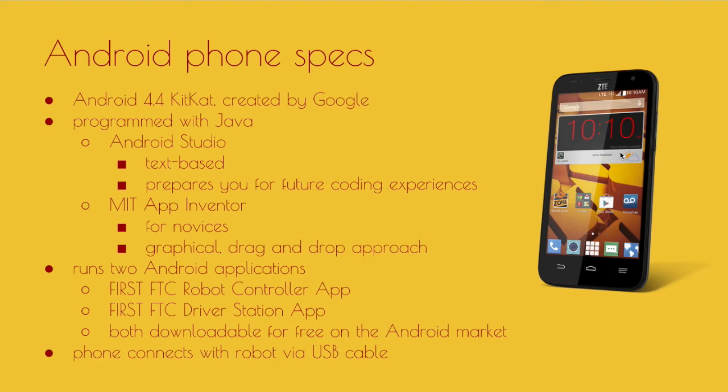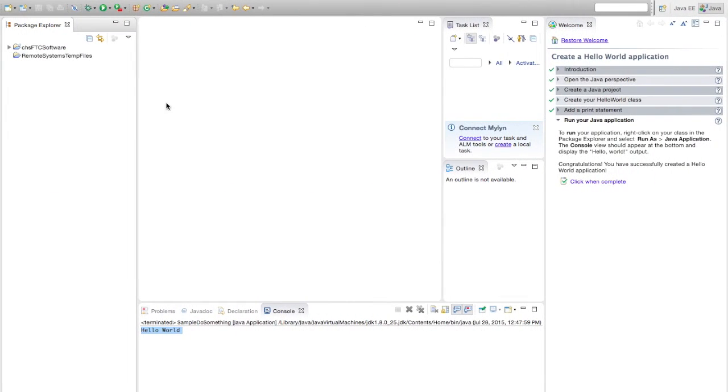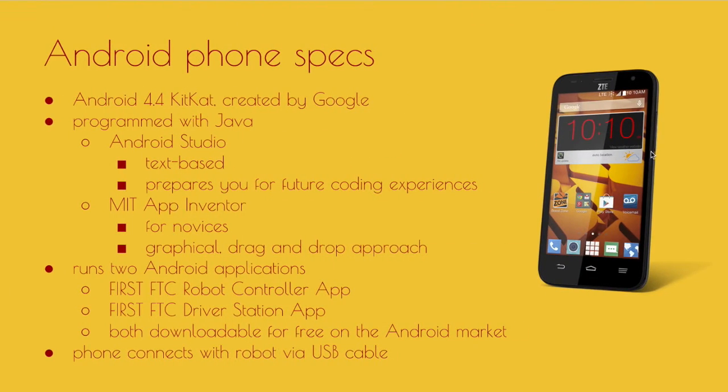Now, the Android phone is required by FIRST to be running 4.4 KitKat, which is created by Google, and you can program it, again, using Android Studio or MIT App Inventor. The Android Studio environment is text-based. It's a lot like Eclipse, of course, but it's made for different things, which obviously is programming for Android.